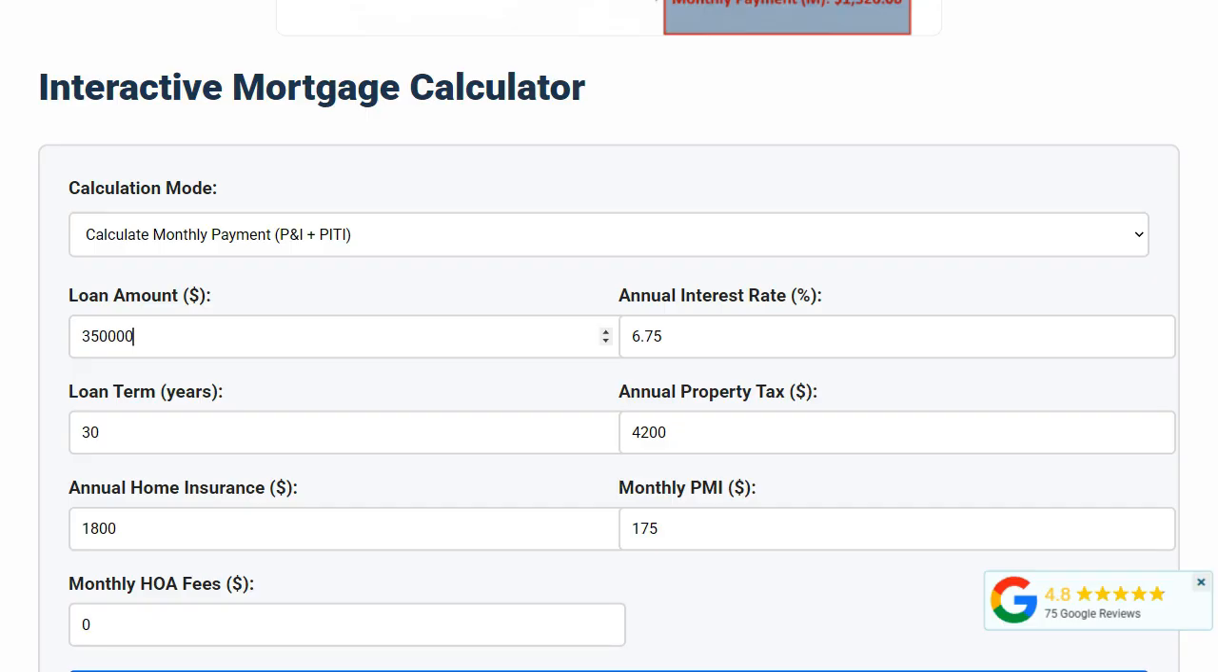For our example, we'll enter a home price of $350,000, a down payment of $70,000, an interest rate of 6.5%, and a 30-year loan term. After clicking Calculate, you'll see your monthly principal and interest payment, plus your total PITI payment if you included taxes and insurance.